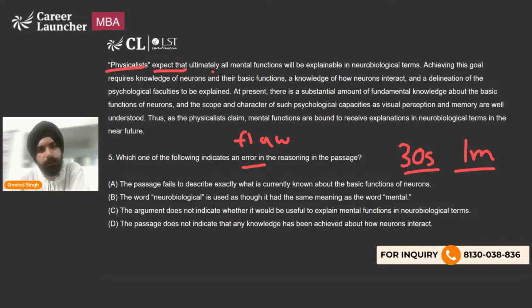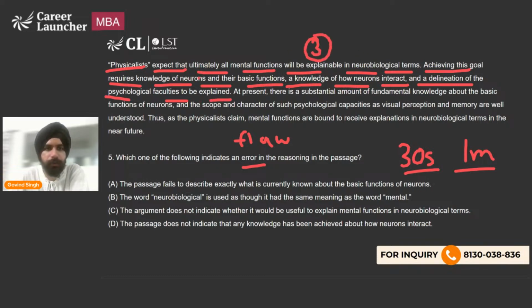Physicalists expect that ultimately all mental functions will be explainable in neurobiological terms. That is, everything we do with our brain can be explained in neurobiological terms. Achieving this goal requires knowledge of neurons and their basic functions, a knowledge of how neurons interact, and a delineation of psychological faculties to be explained. So, three criteria: knowledge of neurons and their basic function, knowledge of how they interact, and the delineation of psychological faculties.